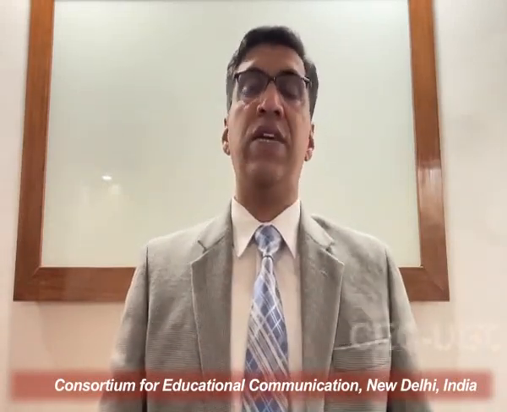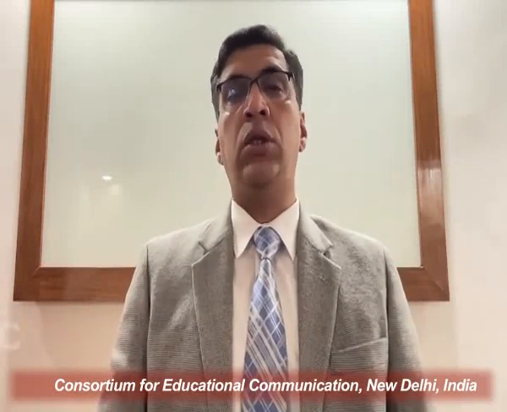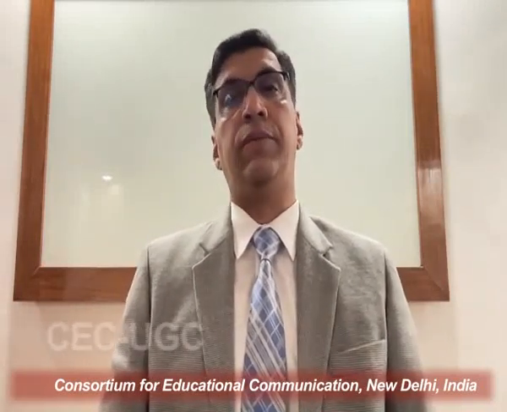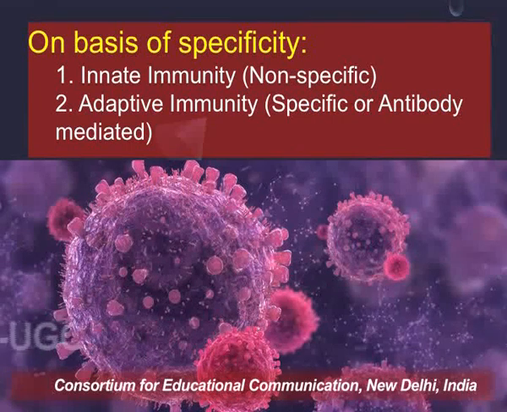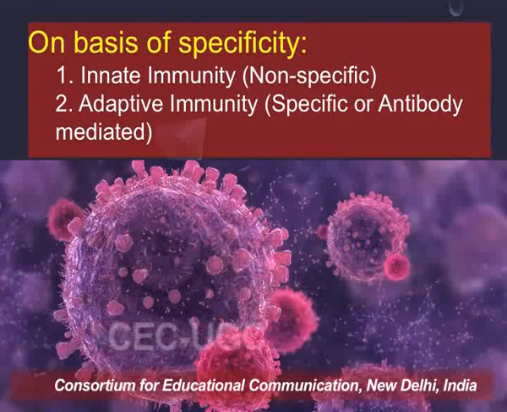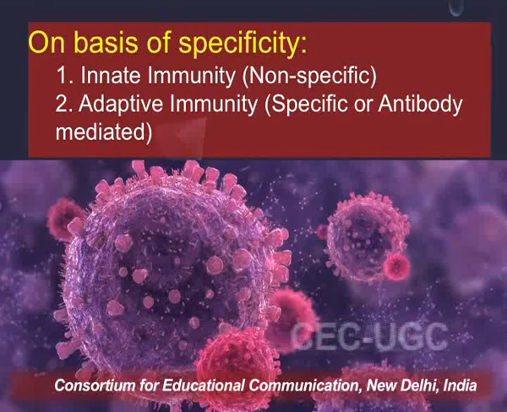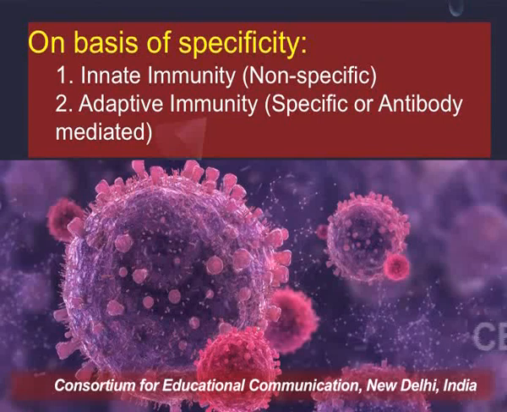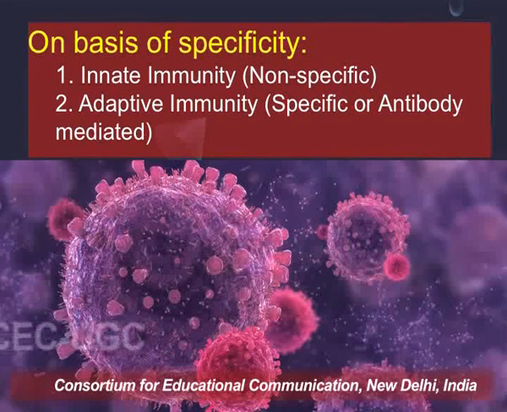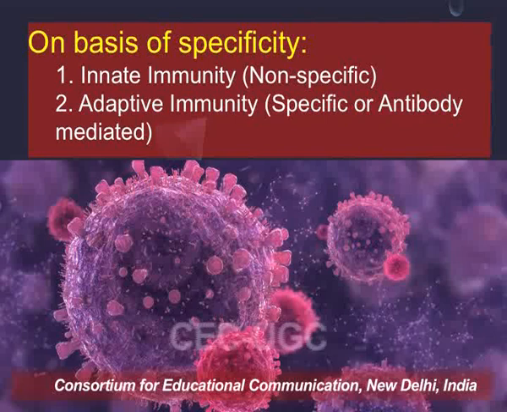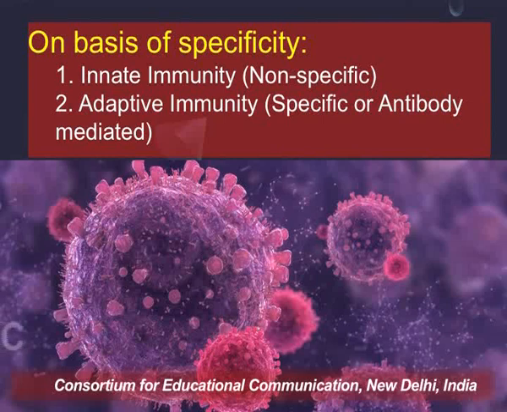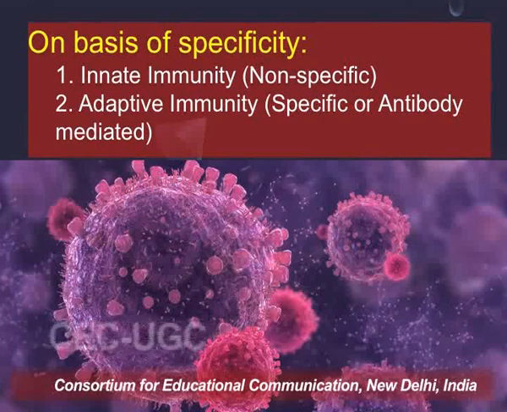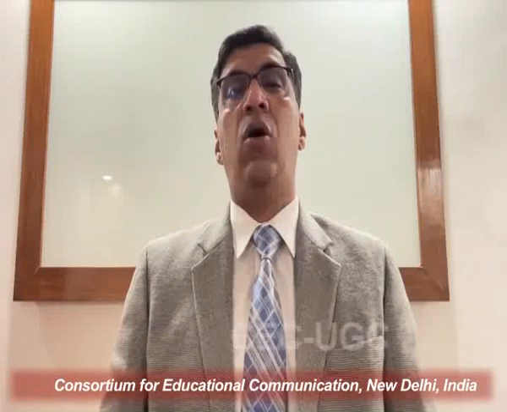Now we can also classify immunity or immune response on the basis of its specificity. On that basis we have innate immunity, which is considered non-specific. It will just act on the microorganism, and irrespective of the type of the microorganism, it will show its action. Whereas the second type is adaptive immunity, which is also known as specific immunity or antibody mediated immunity. As the name indicates, antibody mediated means we get this immunity when vaccines are injected or antibodies are produced.